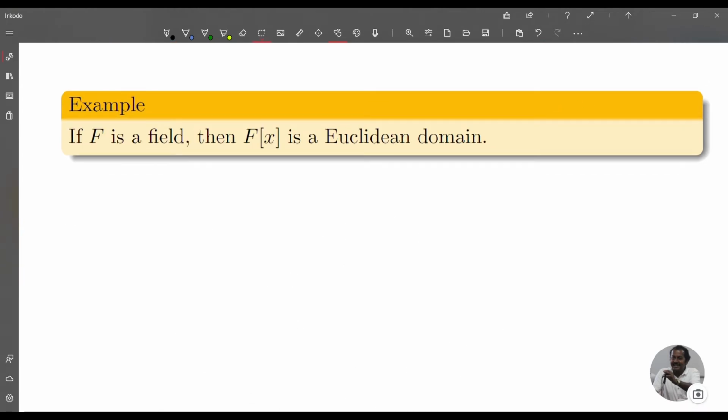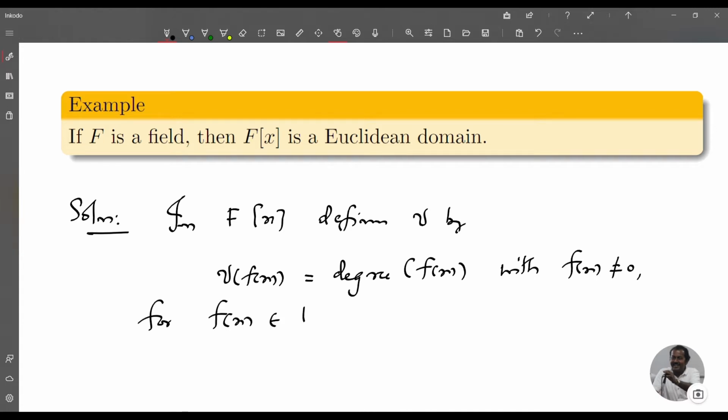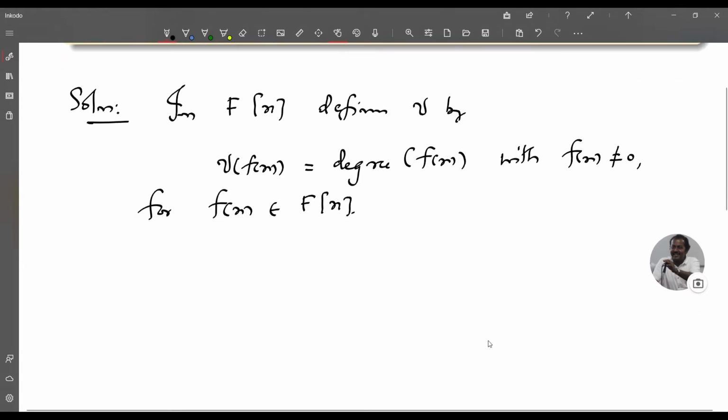If F is a field, then F of X is a Euclidean domain. So this is the second example. If F is a field, F of X is a Euclidean domain. In F of X, define nu by nu of f of x is the degree of f of x, with f of x not equal to 0, for f of x in F of X. Then we can show that nu is a Euclidean norm on F of X, again by the division algorithm in F of X.